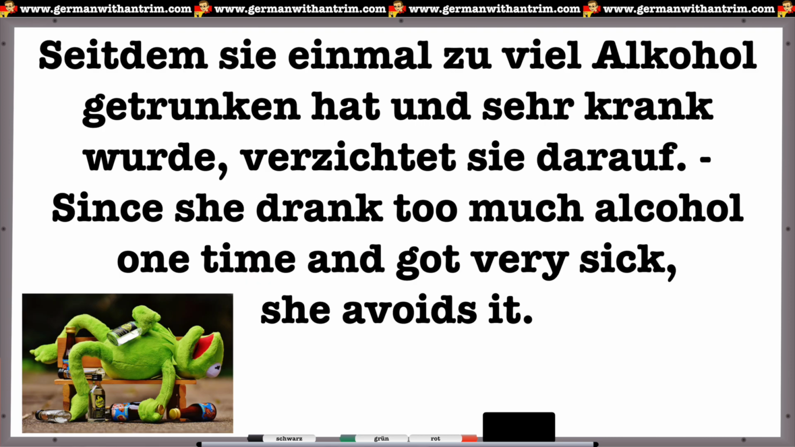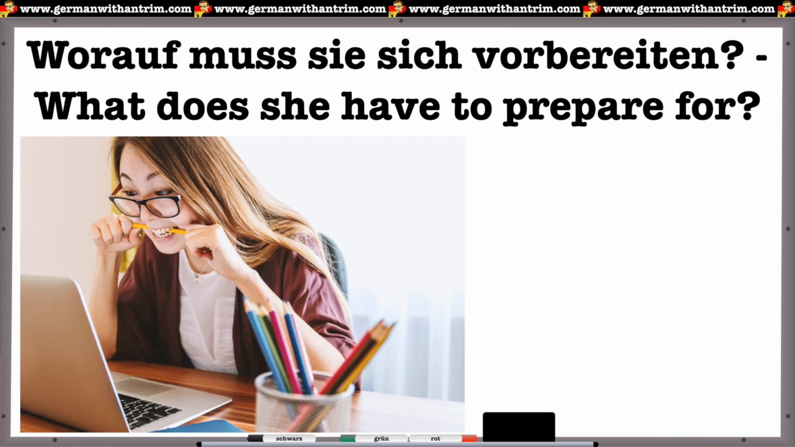Seitdem sie einmal zu viel Alkohol getrunken hat und sehr krank wurde, verzichtet sie darauf. Since she drank too much alcohol one time and got very sick, she avoids it. Worauf muss sie sich vorbereiten? What does she have to prepare for?